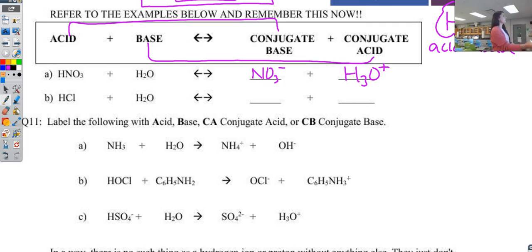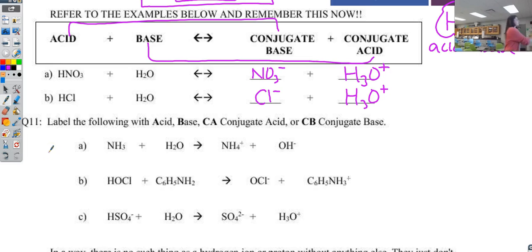Same thing for HCl with water here. So I'm going to end up losing my hydrogen ion. It's going to become Cl-, and the water then must be gaining it, which means I'm again going to get H3O+. So let's try some of these other ones. I want you to pause the video and let's see if you can answer these questions, and then let's come back and see how you did.